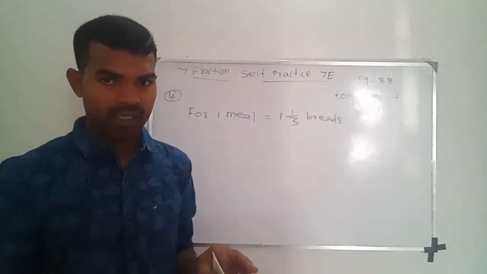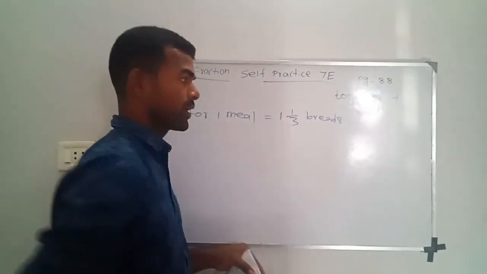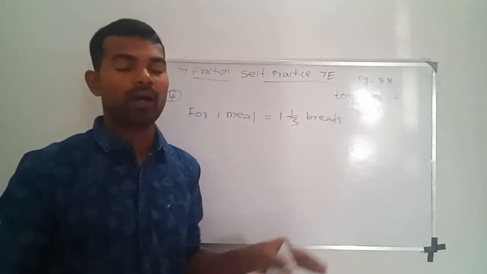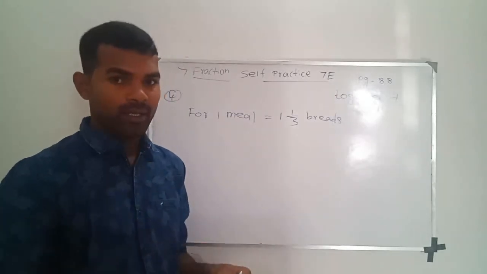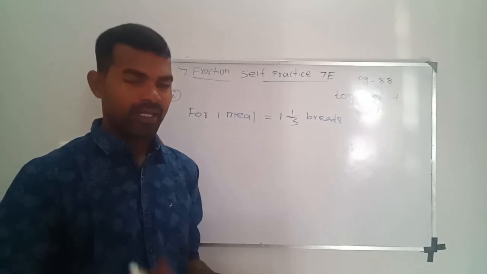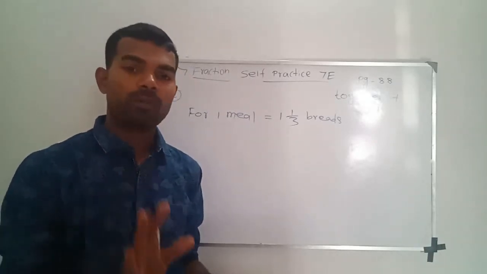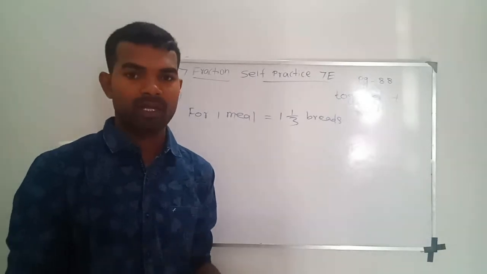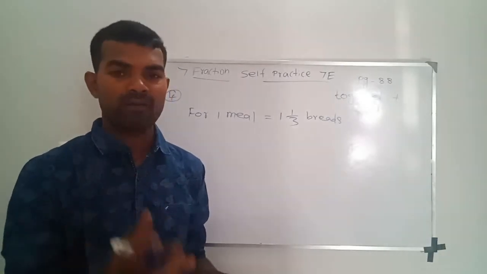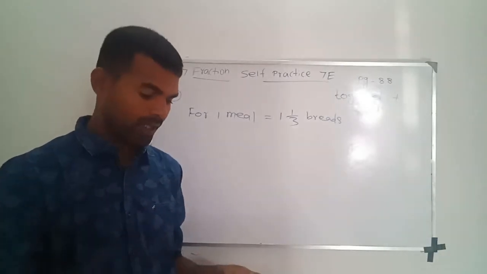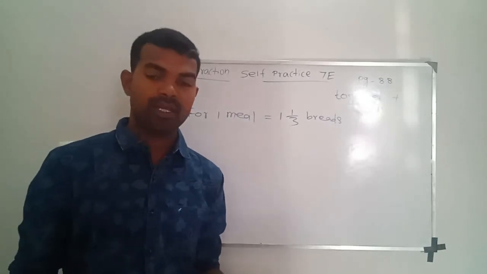A family takes 1 and 1 by 3 breads for one meal. Okay, all together, everybody, one meal. So in the question they are asking, there are 4 breads in total. Are the 4 breads sufficient for the family for morning, afternoon, night, 3 times? Will 4 breads be enough for 3 meals?